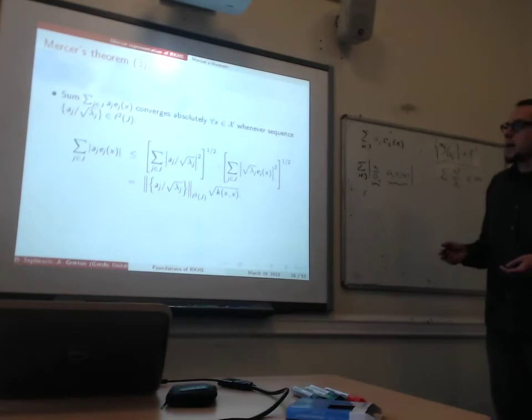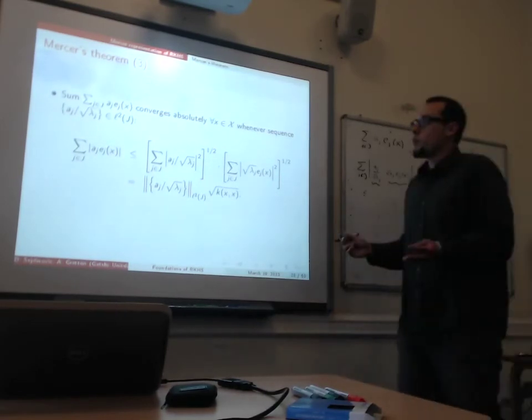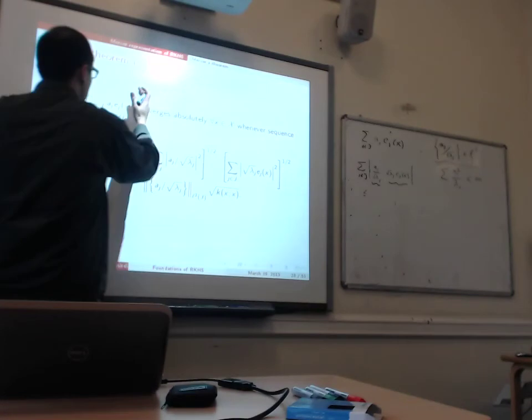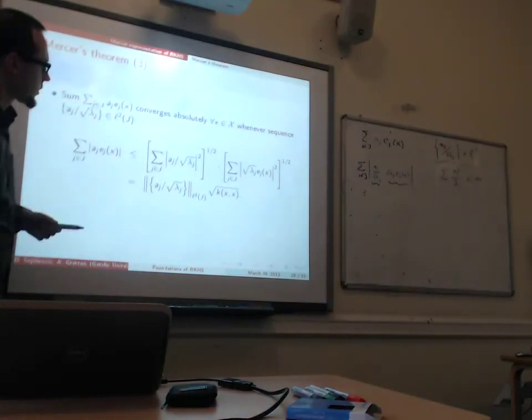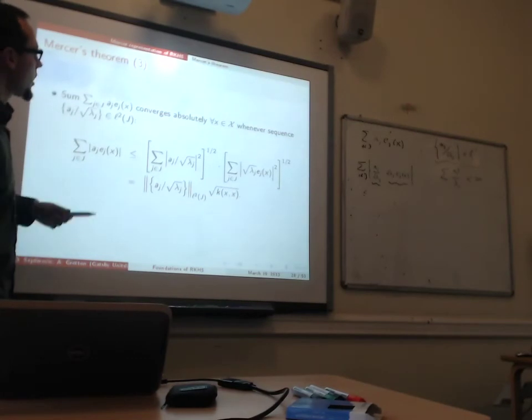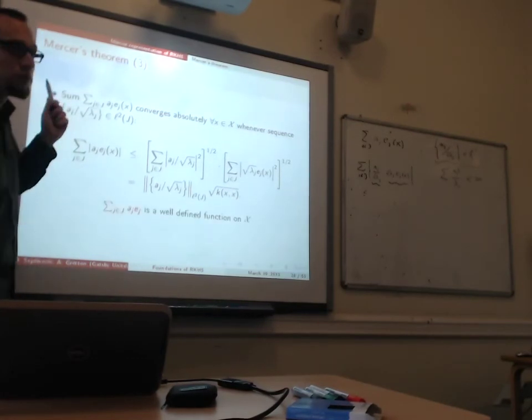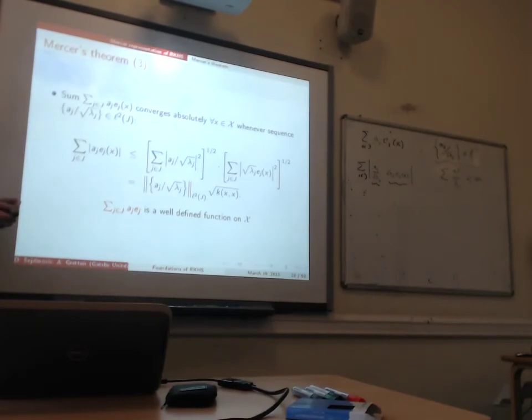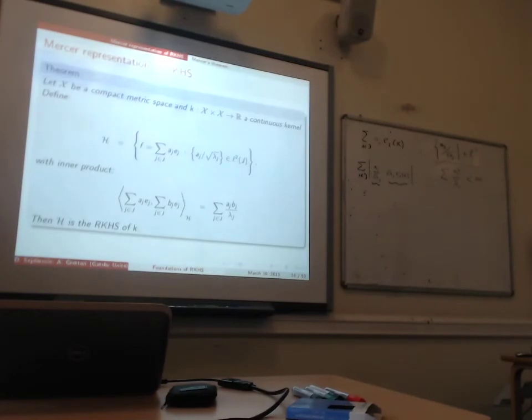So that implies that this thing is just some function of x, right? It's not going to blow up to infinity. Whenever I pick coefficients in that way, it's not going to blow up to infinity. It will just be some well-defined function on the domain. So you see where this is going. We're going to now show that it is exactly the RKHS function, and that's this theorem that characterizes the Mercer representation of the reproducing kernel Hilbert space.